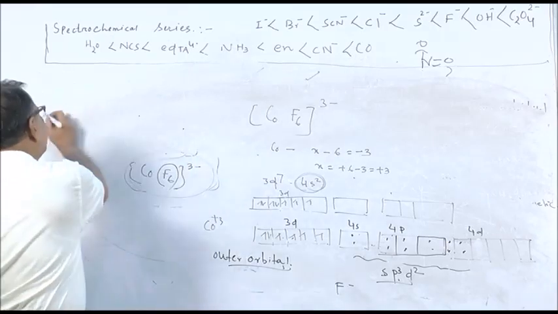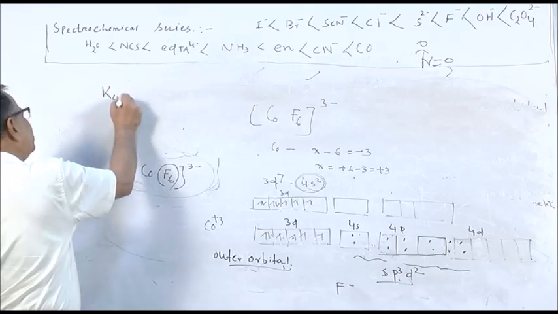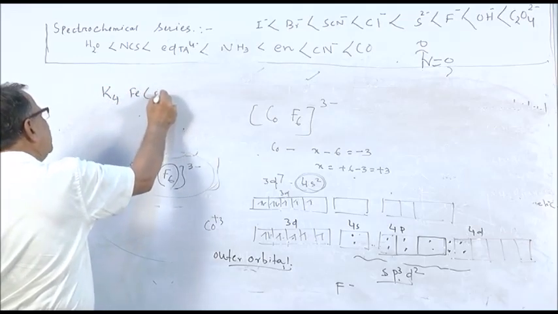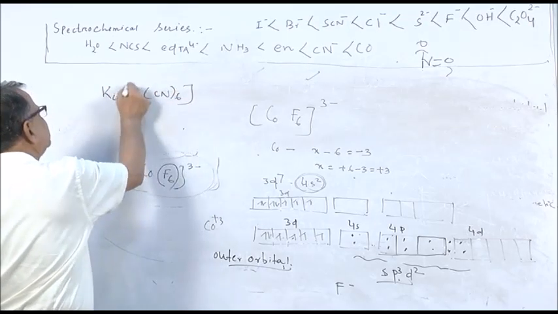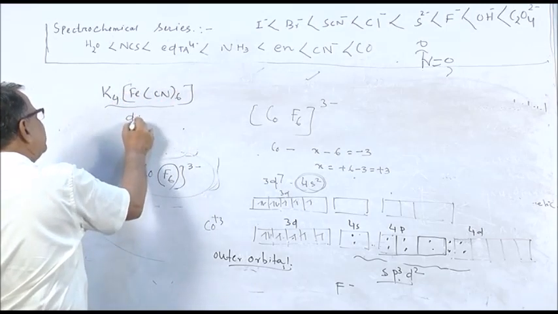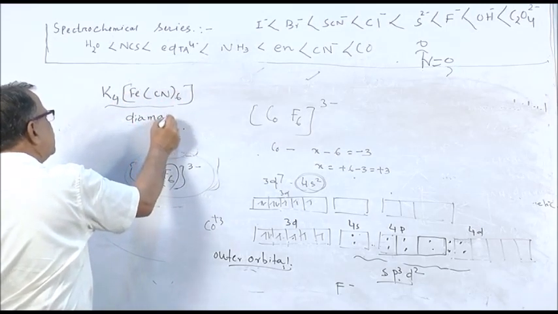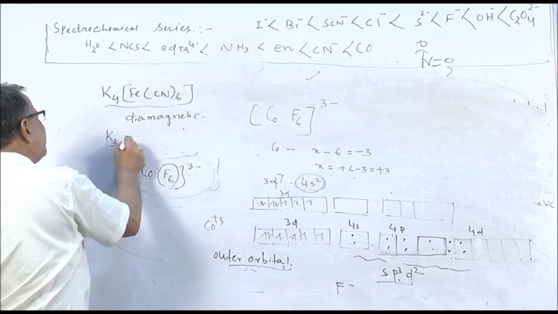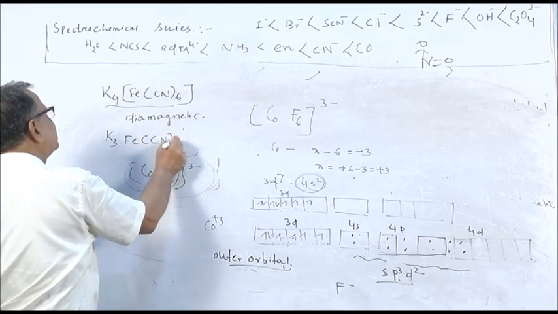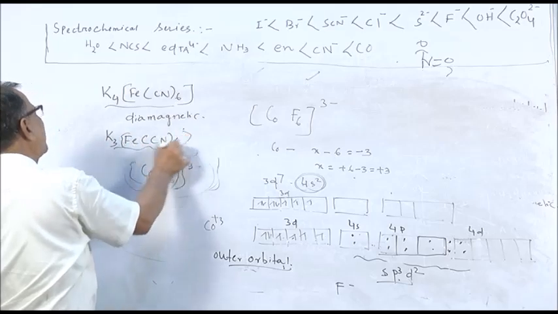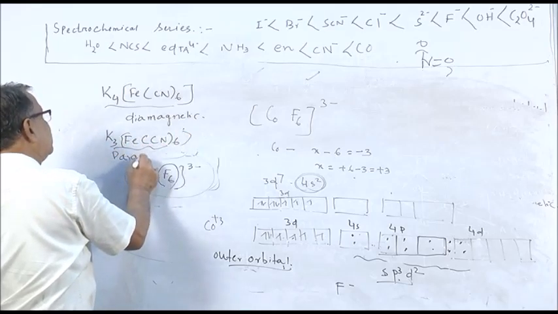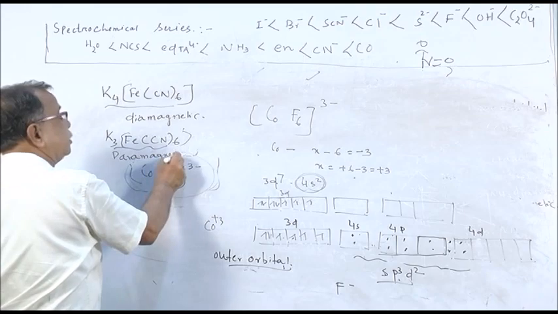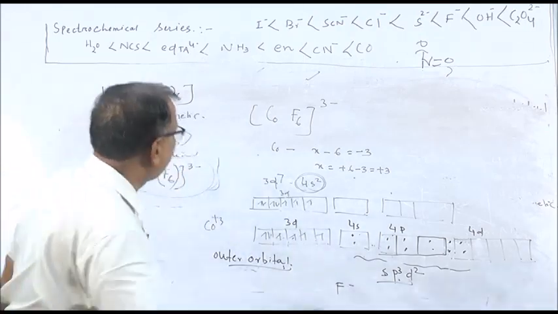Similarly, we can explain why potassium ferrocyanide is diamagnetic. This is one question for you. You can explain it this way, whereas potassium ferricyanide is paramagnetic. We can explain it by this method. Then we'll go to the crystal field theory.